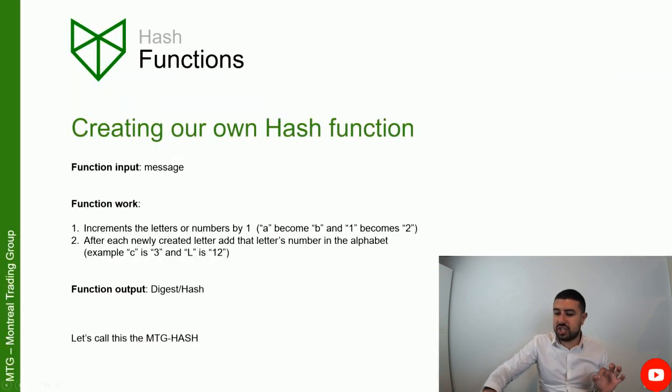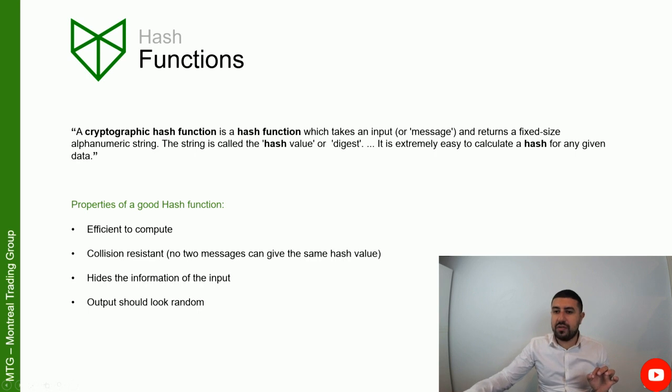So this would be a very, very bad hash function because it does not have the properties that a good hash function has. A good hash function would be efficient to compute. This one was efficient to compute, very easy to compute, right? It hides the information of the input. It doesn't hide the information. I could see that information there, so somebody can reverse engineer it. The output looks random. It doesn't look random. So that's a very bad hash.